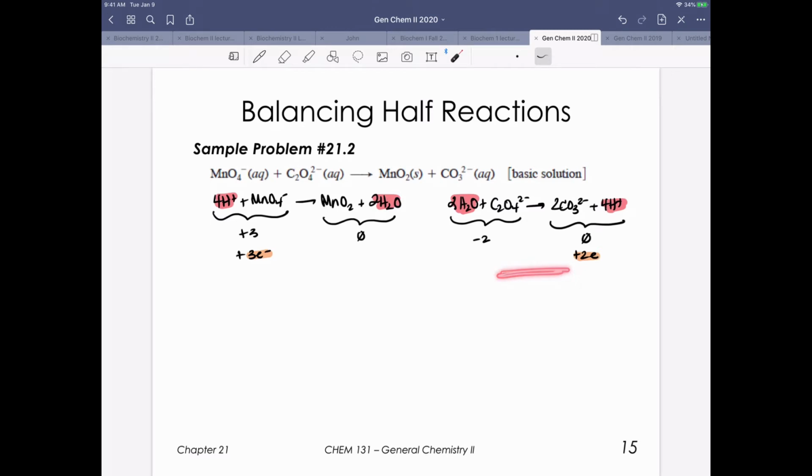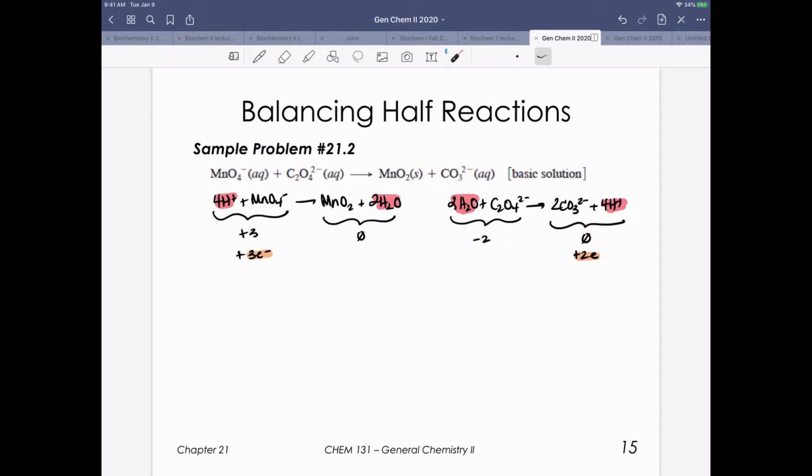Looking over here on the right, again there's no charge contribution from water. One oxalate anion contributes a -2 charge. And even though we've got 2 carbonates at -2, we've got 4 H+ at +1. So the net of everything on this side is 0 as well. Note that over here it was 0 because everything was neutral; over here it just happens that they cancel out. So to have -2 equal 0, that means we need to have 2 electrons on the right side.